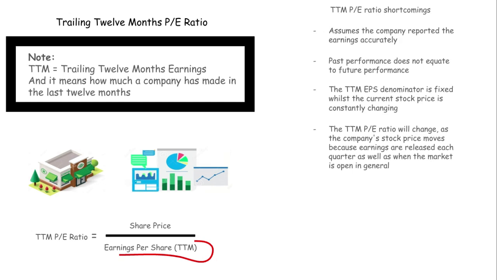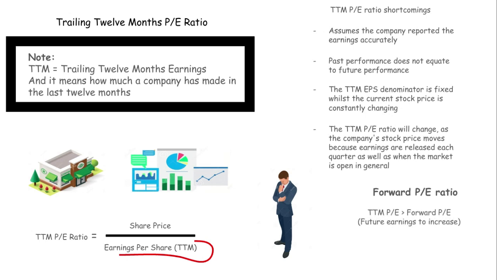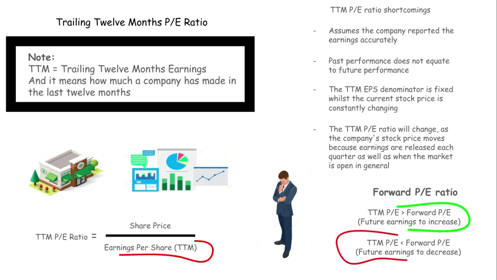flux. Because of this, some investors prefer to use the forward price to earnings ratio, known as forward PE for short. When the forward PE ratio is lower than the trailing PE ratio, the company's future earnings are expected to increase, and conversely, when the forward PE ratio is greater than the trailing 12 months PE ratio, the company's future earnings are expected to decrease. Don't worry, we will cover this concept in more depth during the video and show proof as to why this is the case.